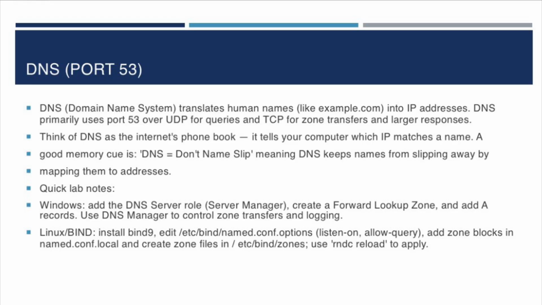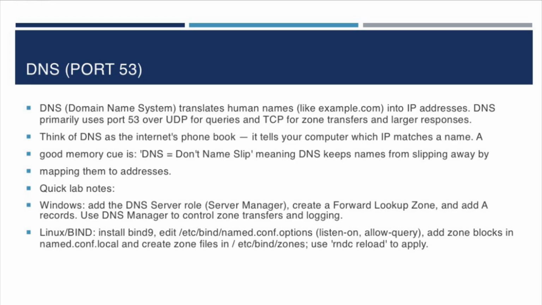In Windows, you can use the DNS Manager to create forward and reverse lookup zones, add records, and configure caching. On Linux, with BIND, you configure it by editing /etc/named.conf and zone files under /var/named. Once that's done, restarting the service and testing with dig or nslookup helps verify everything's working.